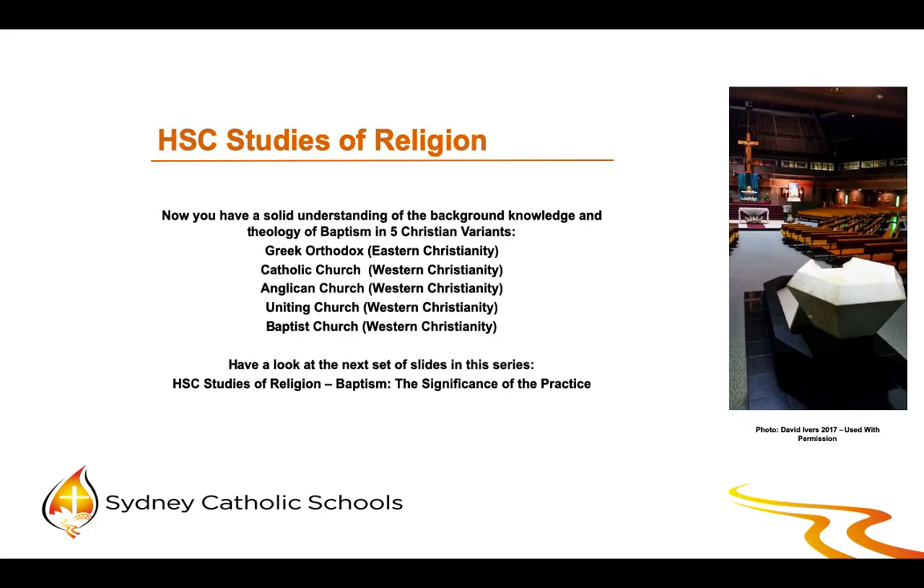So now you have a solid understanding of the background knowledge and theology of baptism in five Christian variants: Greek Orthodox, representing Eastern Christianity; Catholic Church, largest variant in Western Christianity; Anglican Church in Western Christianity; Uniting Church, a variant in Western Christianity; and the Baptist Church, a variant in Western Christianity. Have a look at the next set of slides in this series, HSC Studies of Religion, Baptism, the Significance of the Practice.